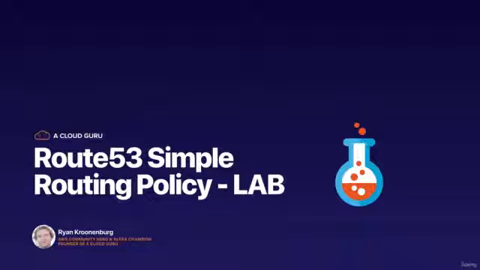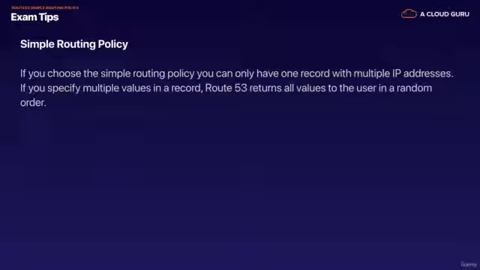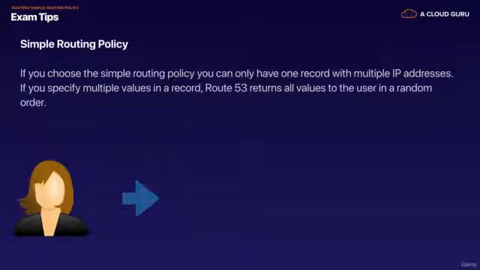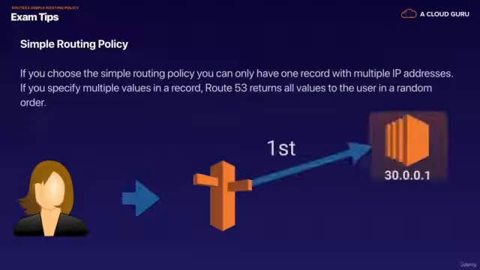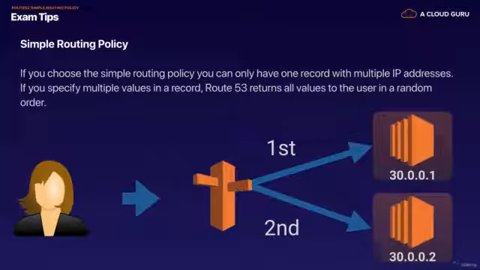In this lecture we're going to look at our simple routing policy. Simple routing policy is basically where you can only have one record with multiple IP addresses. If you specify multiple values in a record, Route 53 returns all values to the user in a random order. So we've got our user, they're making a DNS request to Route 53, and we've got two IP addresses in here. Our first is 30.0.0.1, our second is 30.0.0.2, and basically Route 53 just picks these in random orders.